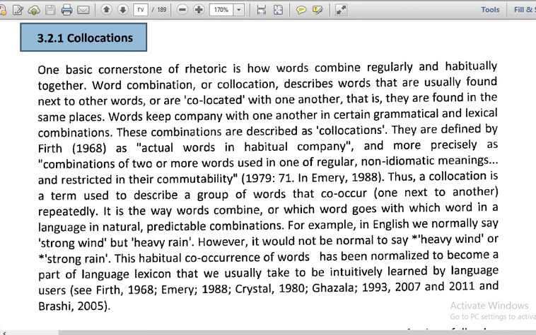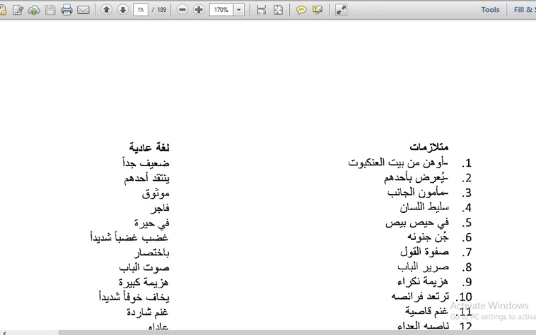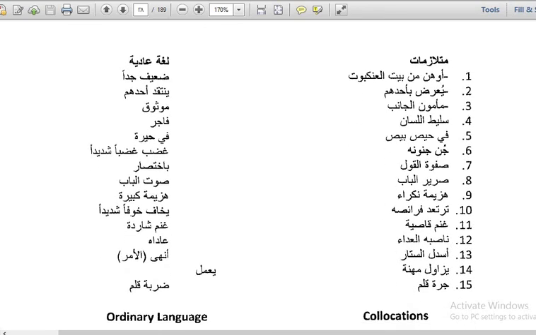Words keep company with one another in certain grammatical and lexical combination. These combinations are described as collocations. They are defined by Firth as actual words in habitual company. In the following page, we have some examples. In Arabic, for example, we have أوهن من بيت العنكبوت. It has an equivalent in the ordinary language, ضعيف جدا.